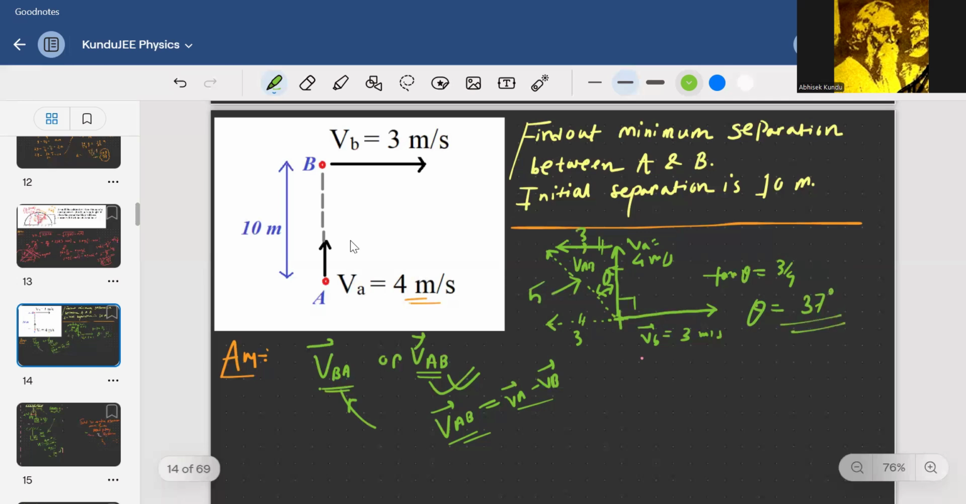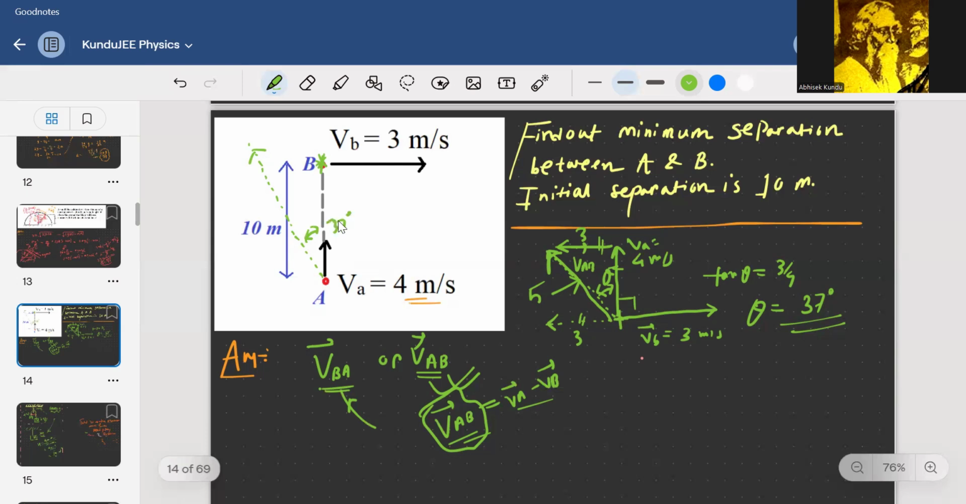Now let us come to the picture of the problem. VB will keep fixing here. If we take VAB, that means particle B is observing particle A. Right now we'll fix particle B. How is particle A moving? In this direction of the vector. This is the vector direction where particle A is moving with respect to particle B. So A is moving like this. This angle you know from the vector diagram, that is 37 degree.